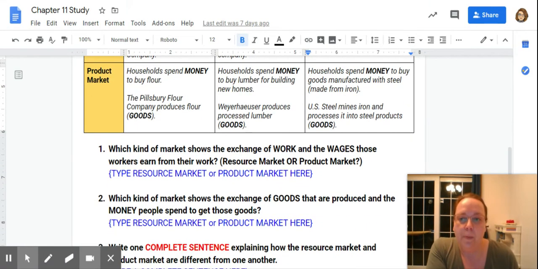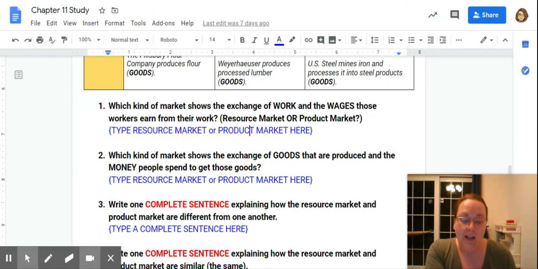Then you're going to come down here. Number 1, which kind of market shows the exchange of work and the wages those workers earn from their market? So the question that you're answering is it resource market or product market? That's all you're going to type. So I've typed that 2 times, so I'm hoping that you are sure to only type either resource market or product market. Okay, type resource market or product market. You're doing that type of answering for the first 2 questions.